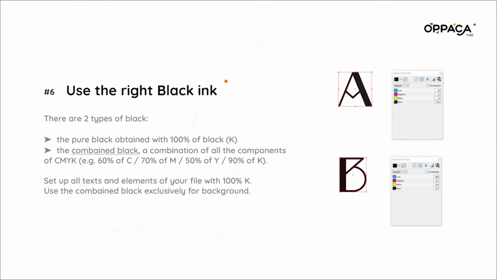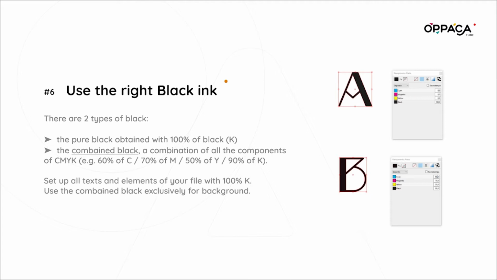But why? Are there more types of black? Well, the answer is yes. This is a very common mistake that even the most experienced graphic designers run into. There are two types of black: pure black, the one obtained with 100% K, the black of CMYK, or the black obtained with a combination of all the components of CMYK, which for example is 60% of cyan, 70% of magenta, 50% of yellow, and 90% of black. With pure black, more precise results are obtained, while the one in combination is used above all to achieve a more opaque and intense effect.